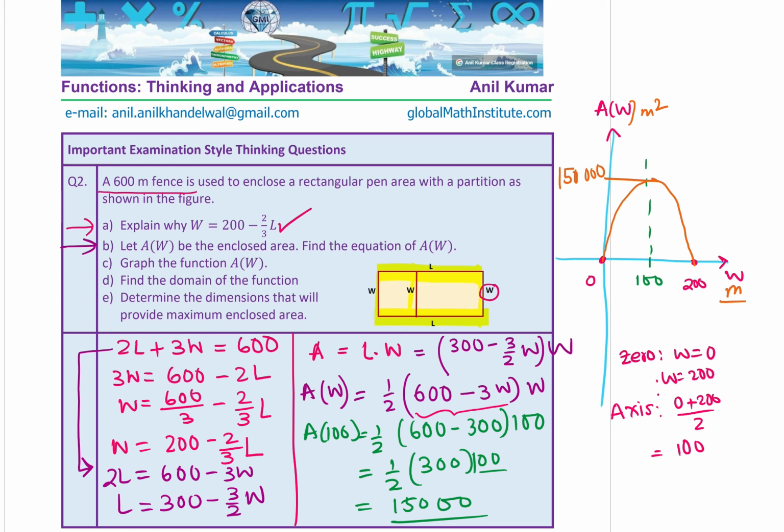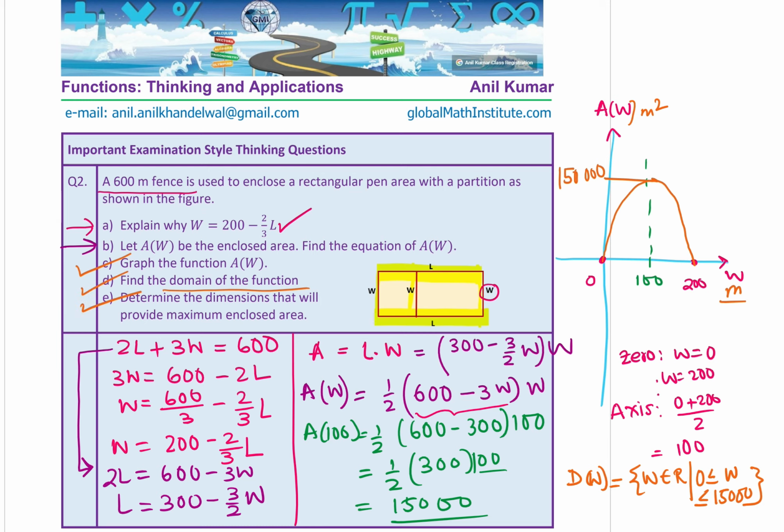Now, we've done the graph. We need to find the domain of this particular function. So now you can write the domain here. We can say the domain of the function, the variable being width w, is that w belongs to real numbers, where it is between 0 and 200. So let me write width here, 0 less than or equal to w less than or equal to 200. Is that clear to you?